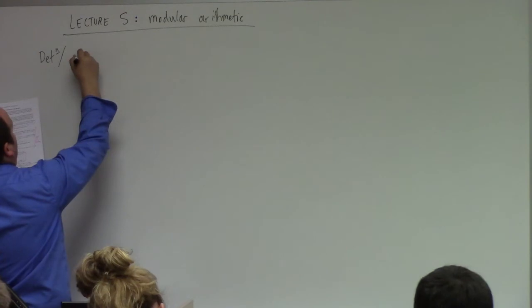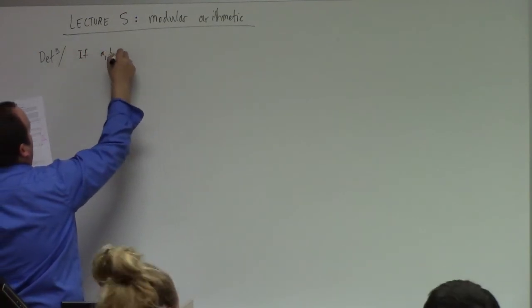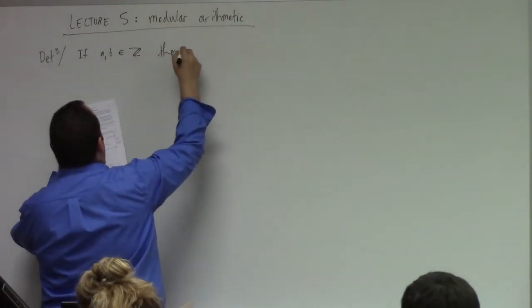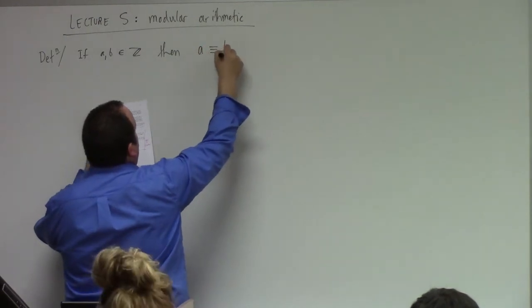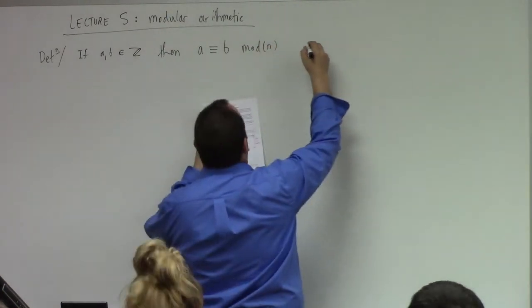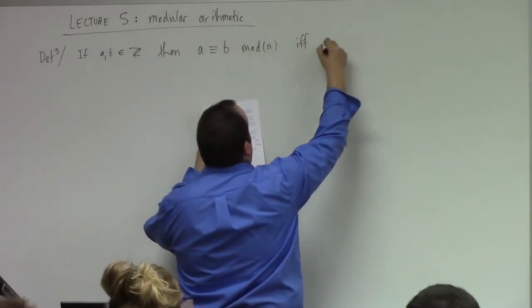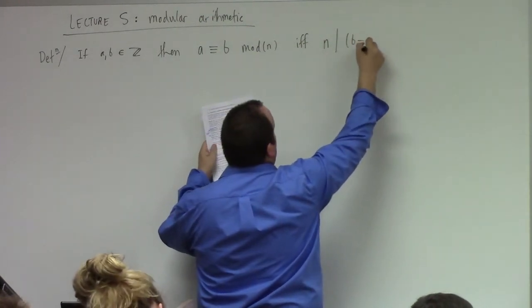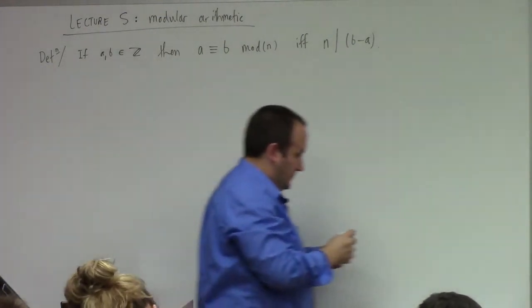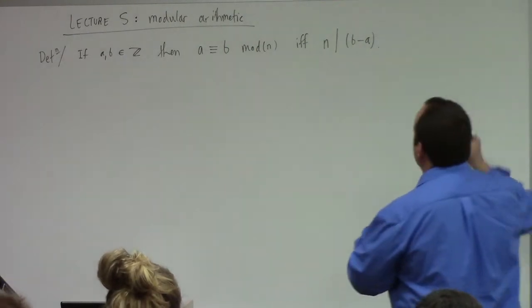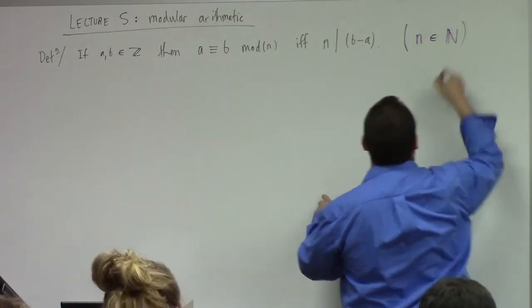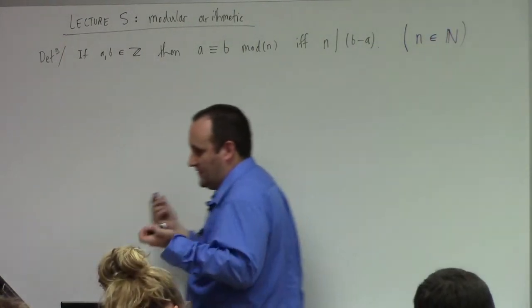So here we go. If a and b are elements of the integers, then we say a is congruent to b mod, or modulo, n, if and only if n divides b minus a. Here, of course, we assume that n is a natural number, and that will be fixed throughout most of these discussions.